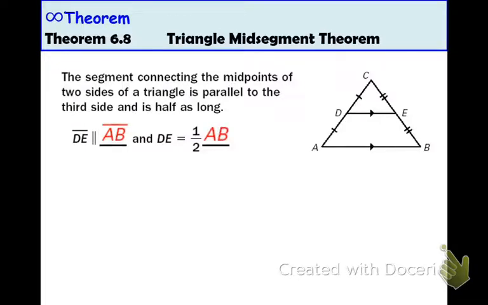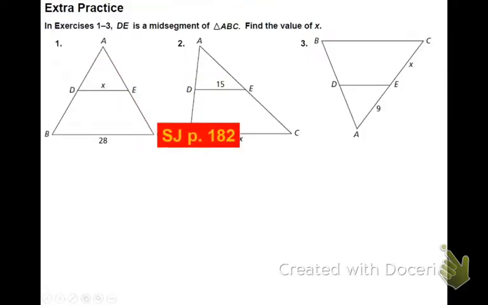So that means if DE was 5, AB would be 10 because DE is half of AB. All right, and the same thing if you were given, I don't know, the number 20. That means DE would be the length of 10. All right, so if you know how to half and double, we're good to go. We're going to flip the page and continue.